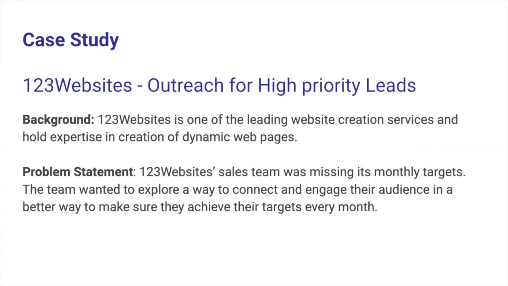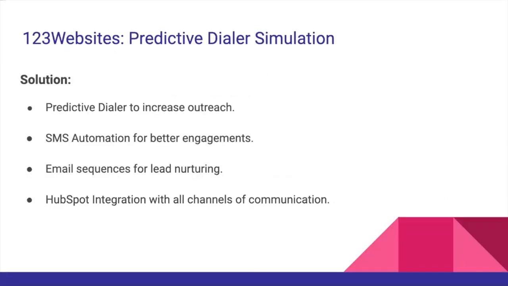Now, the case study that I was talking to you about when I began this session, it's about a customer of ours, which is 123 Websites. And here we're describing that outreach, we help them with their outreach of high priority leads. Now, what the 123 Website people were suffering from, or I should say what they were seeing as a situation for them, was that they were not able to hit their targets at the right time. At the right time means that they are missing out on that bottom funnel leads, which are the top priority ones.